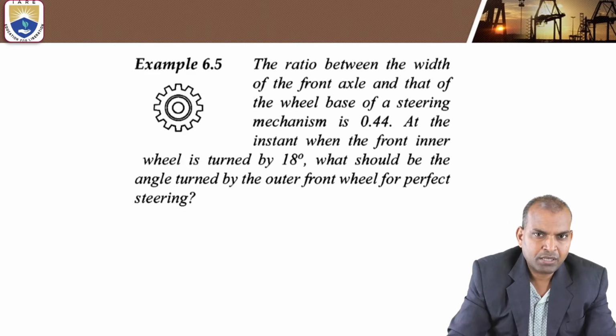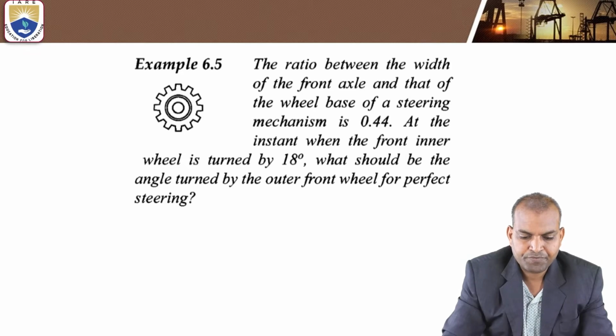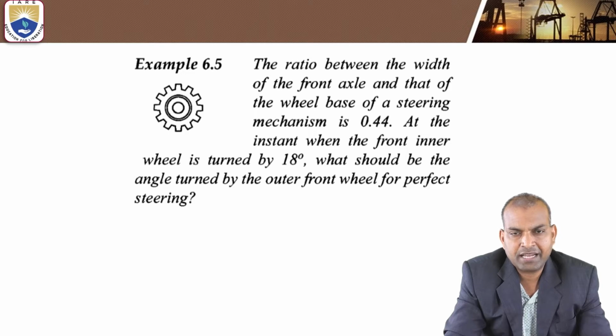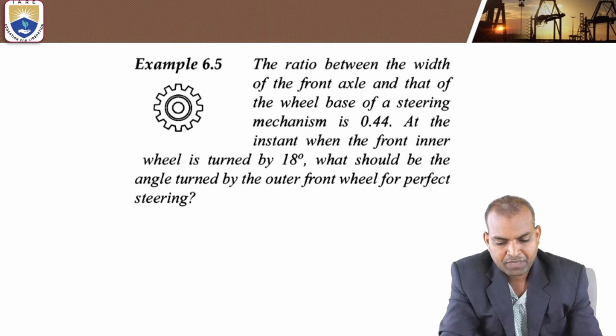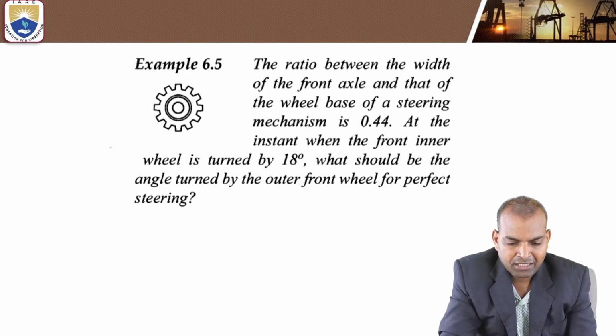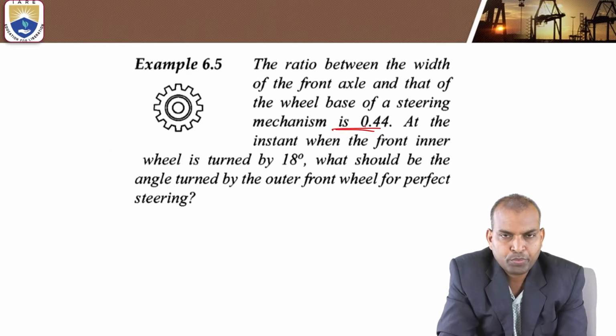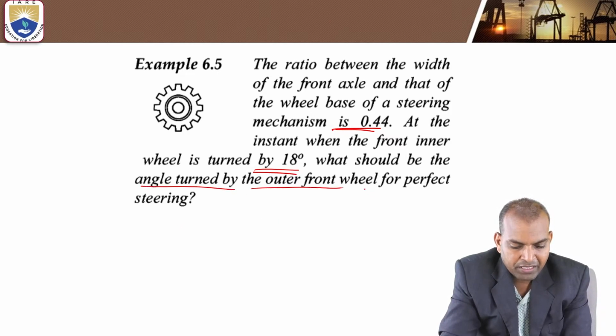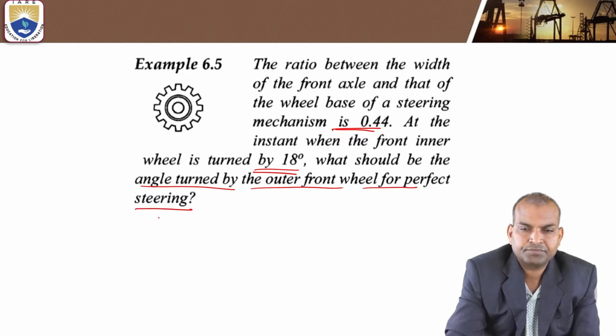Now let us see some of the problems which we are going to solve. We are going to solve based on the Davis steering gear or Ackermann and the condition for correct steering. Let us see here. The ratio between the width of the front wheel axle and that of the wheelbase of a steering gear mechanism is 0.44. At the instant when the front inner wheel is turned by 18 degrees, what should be the angle turned by the outer front wheel for perfect steering?